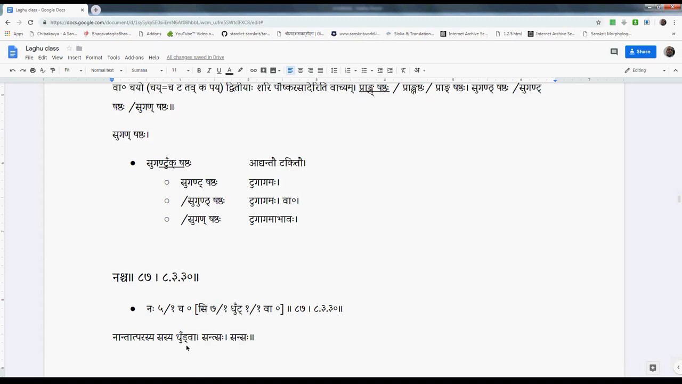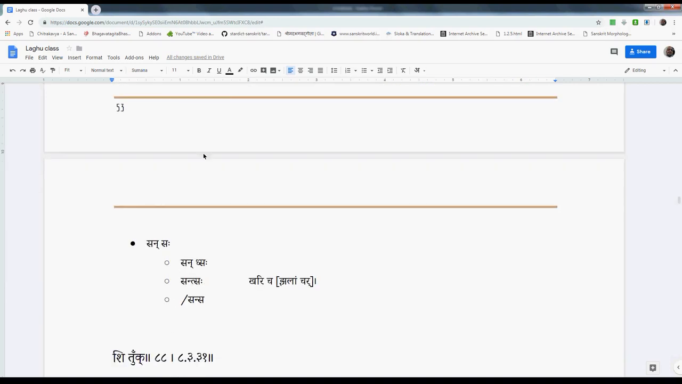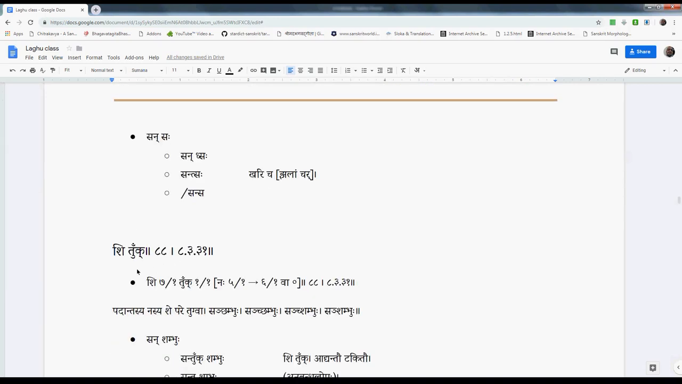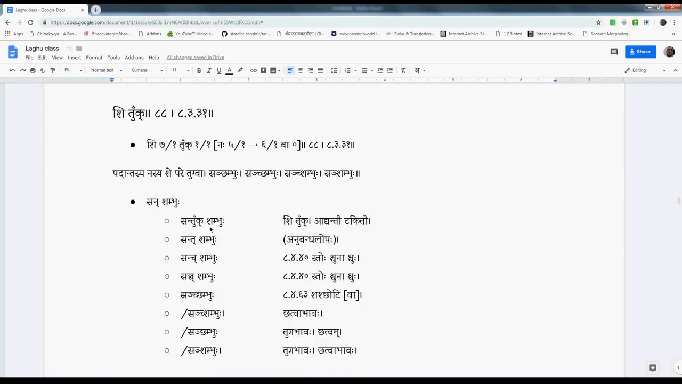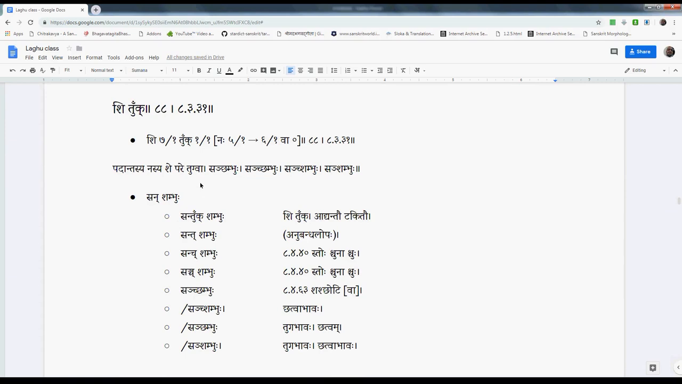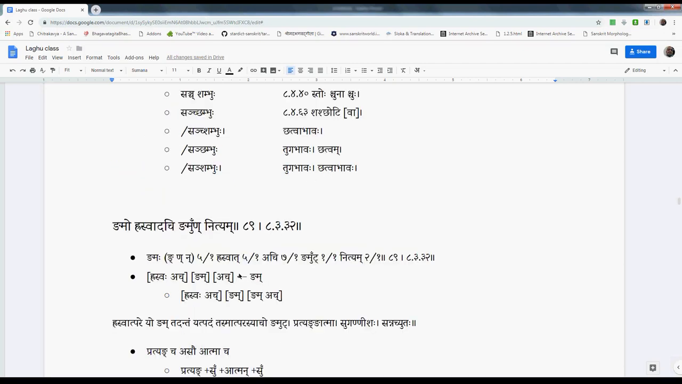Nascha, nascha nantat parasya sasya dhudva. So dhudha agama, we saw this dhudha agama prakrana. This in some specific words may not be so important. Shituk, so tugagama, we saw tugagama. When shakaradi follows that time you get tugagama, then it takes chunashchu, it can take, and you see this san shambhu can become san shambhu, and there are so many forms with tugagama, without tugagama, and all these vibhashas.